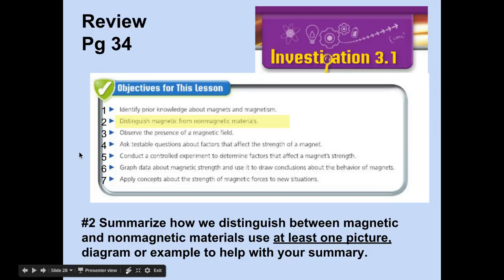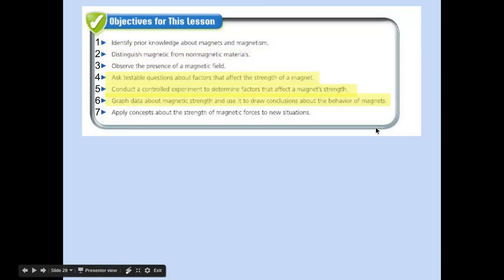First thing we're going to do is go back to our objectives on page 34. We're going to summarize how we can distinguish between magnetic and non-magnetic materials, using at least one picture diagram to help you with your summary. So we're going to take a minute, number 2, and distinguish magnetic from non-magnetic materials. Like, what are the characteristics? Summarize what you learned in Investigation 3.1.